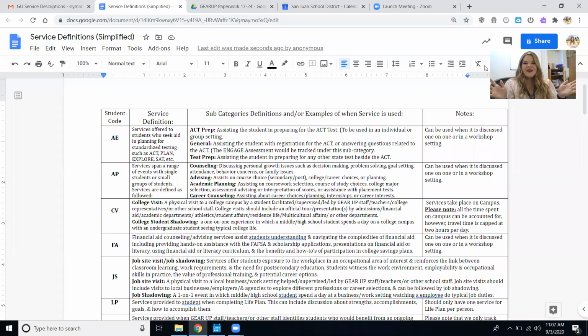Hey guys, so let's talk about codes. So what you're seeing is my holy grail of codes. This is a sheet that I actually have printed off. Here it is. I have a nice little sleeve protector, and I keep it in my Gear Up binder.